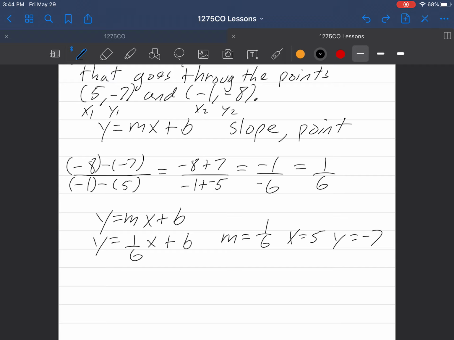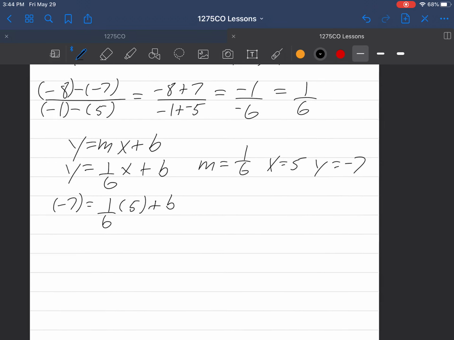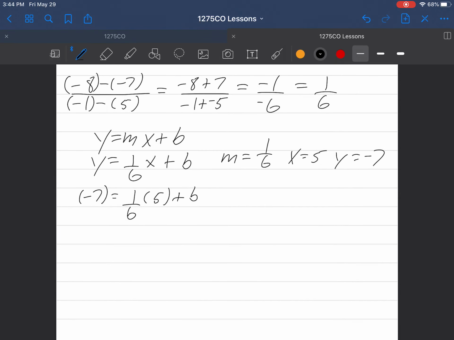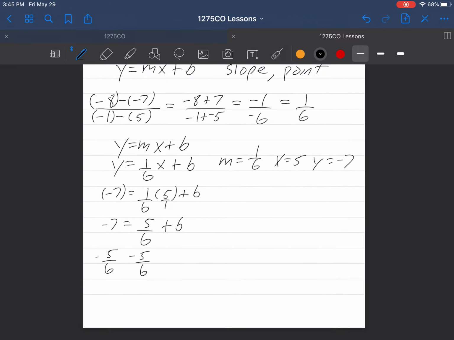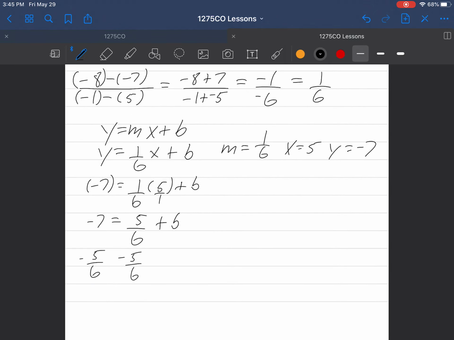So this means that this equation, -7 equals 1/6 times 5 plus b. We can plug in our x and y that we're given and create ourselves an equation to solve for b. Multiplying these fractions, 1/6 times 5/1 is going to be 5/6. And in order to solve for b, we can subtract 5/6 from both sides, right? This is a normal standard equation where we're isolating b.